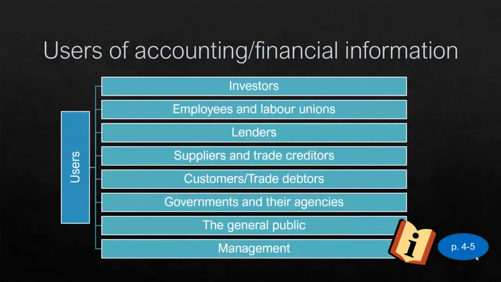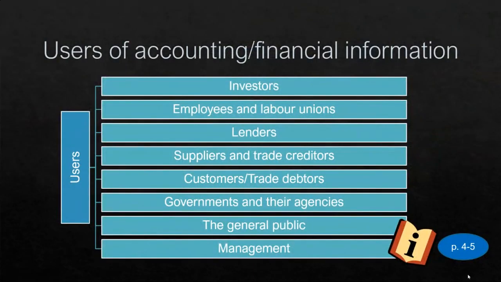Now, to ensure that we actually account for the information correctly so that these different users can use it, we call it qualitative characteristics. Let me just quickly explain it before we do the activity. So we've got qualitative characteristics that sets out basic requirements for each set of financial statements to make sure that they look the same from one company to the next, so that different users get the information they need in order to make an informed decision.